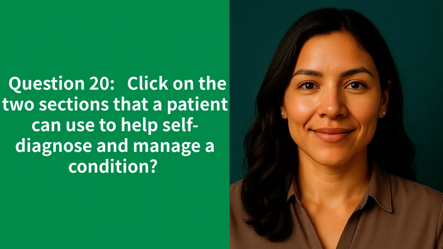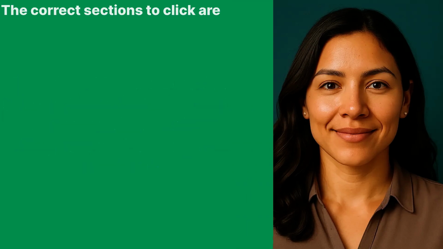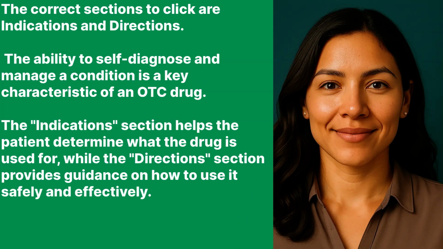Question 20. Click on the 2 sections that a patient can use to help self-diagnose and manage a condition. The correct sections to click are indications and directions. The ability to self-diagnose and manage a condition is a key characteristic of an OTC drug. The indications section helps the patient determine what the drug is used for, while the directions section provides guidance on how to use it safely and effectively.